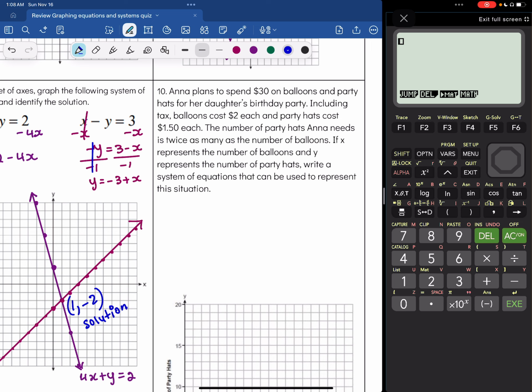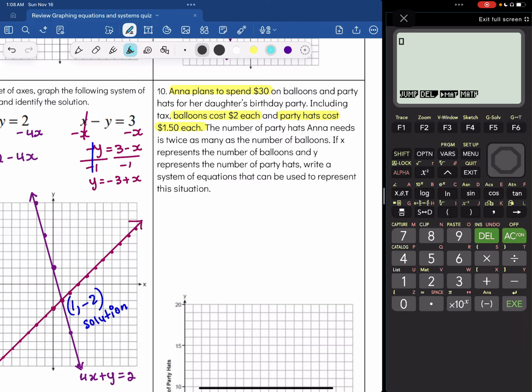Wow, what a word salad. That's really long. So let's pick out our important points here. When you have questions like these, with a backstory, always try to pick out the important points that you need. So we know that we have to write a system of equations, so we should pull out the points that will help us write those two equations. So first of all, Anna wants to spend $30, right? We know that the balloons cost $2 each, and the party hats cost $1.50 each.